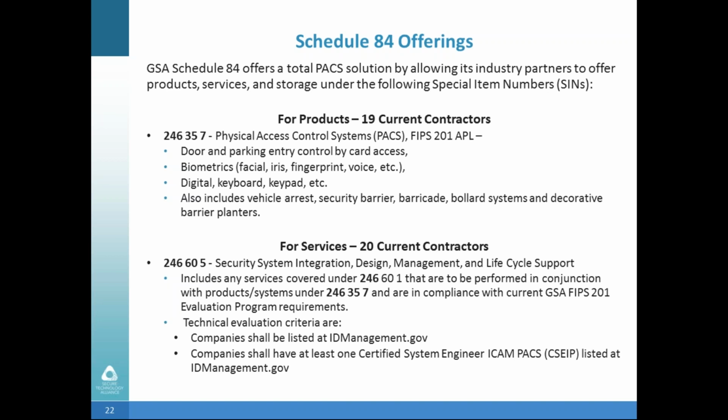It's important to note that every contractor that has been awarded this SIN has products that are approved on the APL. And one of the jobs of my COs when modifying contracts to add this SIN, or for new contractors that are submitting offers, is to verify that anyone who is offering the products and services has products that are actually on the APL. For services, the SIN is SIN 246605, and there are currently 20 contractors on Schedule 84 who have been awarded this SIN.